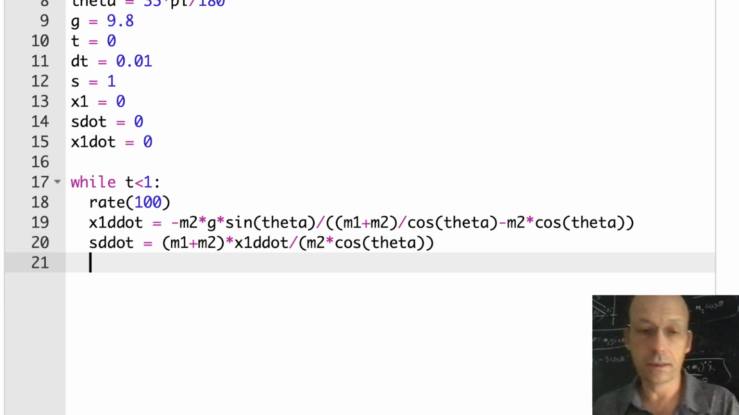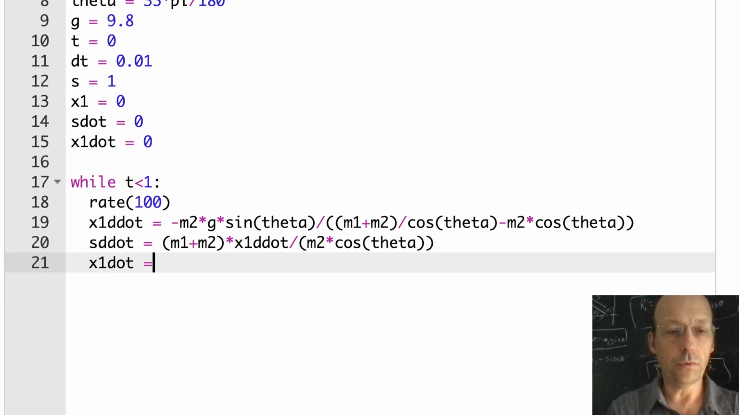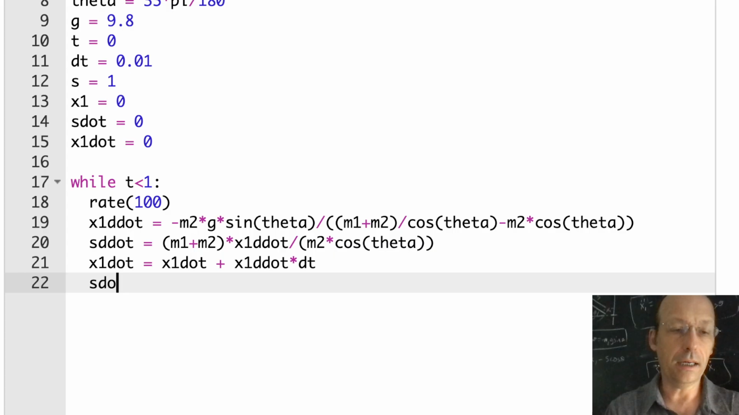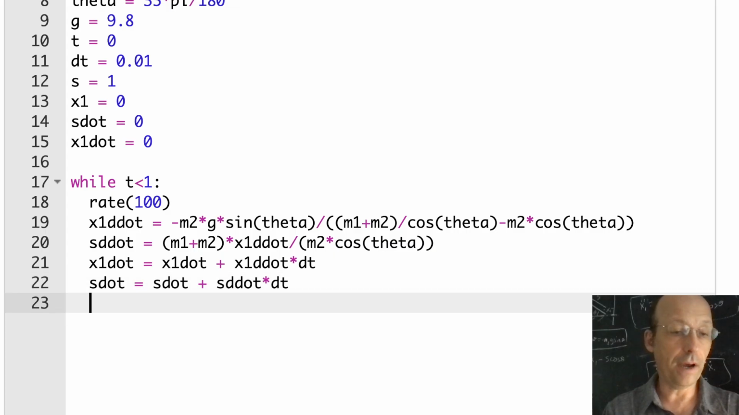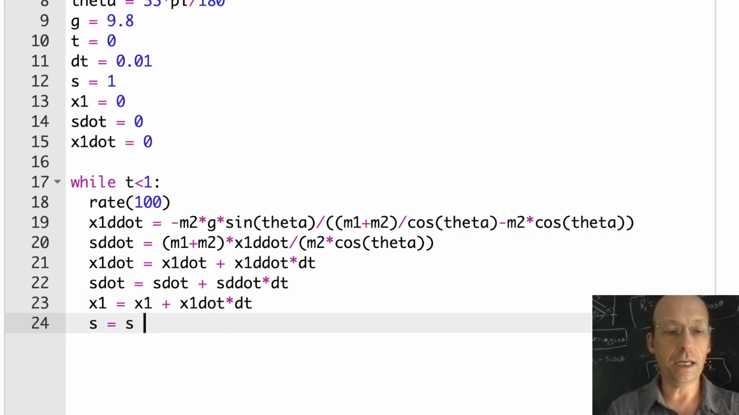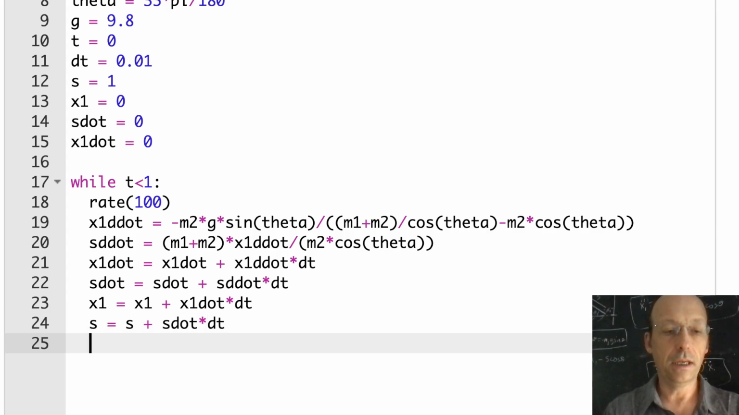Okay, so now I have the double dots. I can update the dots. So x1 dot equals x1 dot plus x1 double dot times dt. s dot equals s dot plus s double dot times dt. Now I can update the values. x1 equals x1 plus x1 dot times dt. s equals s plus s dot times dt. And then t equals t plus dt.